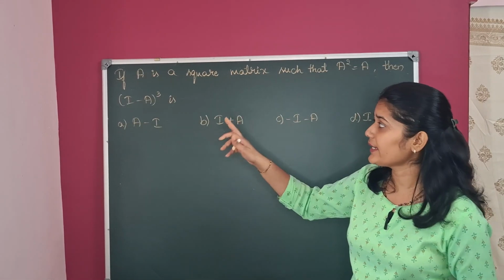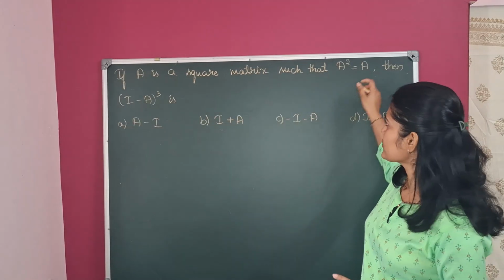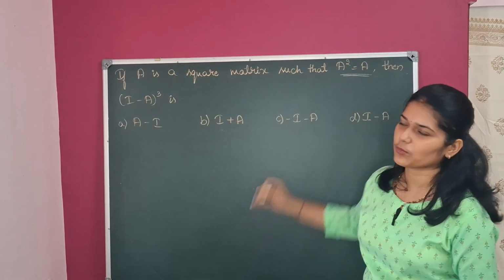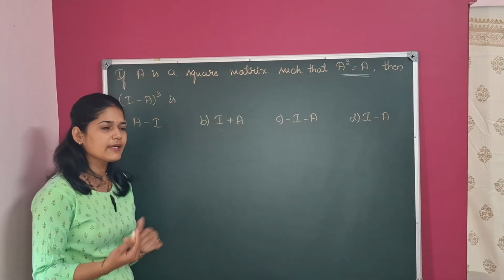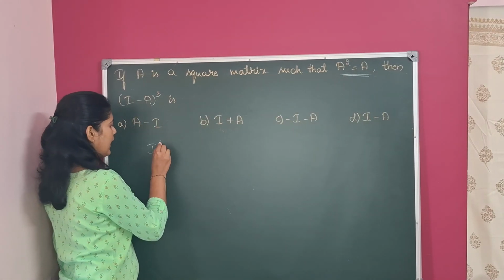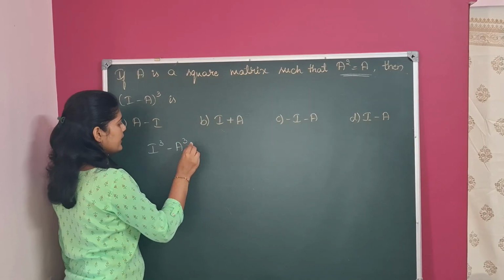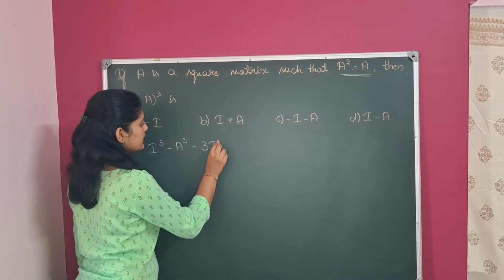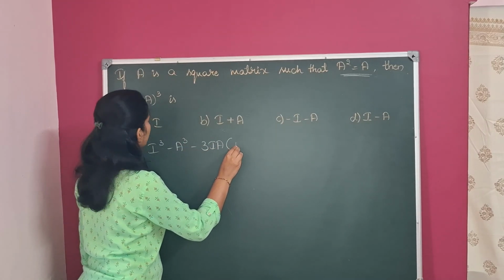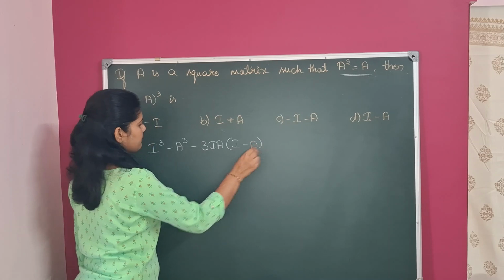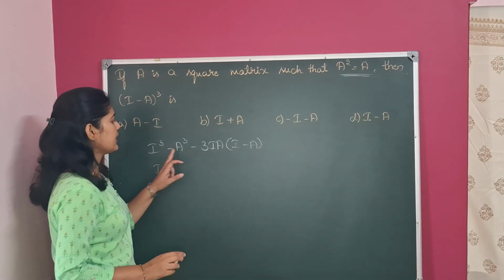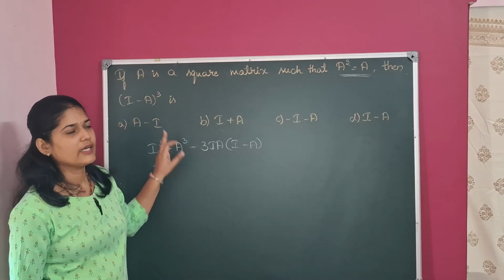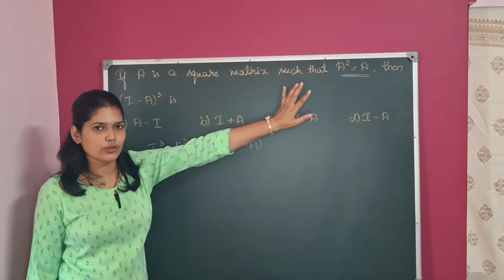In this problem they have given A is a square matrix and I is an identity matrix. Then (I minus A) whole cube. Also they have given the condition A square is equal to A. So if we expand this, (I minus A) whole cube will be I cube minus A cube minus 3IA into (I minus A). Right? So I cube is nothing but I. We have A square equal to A.